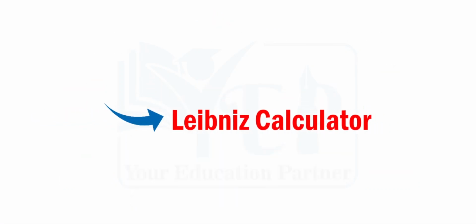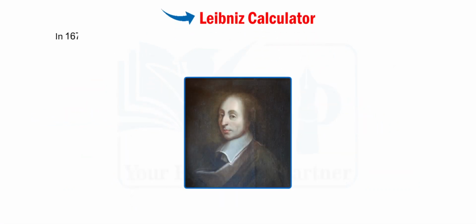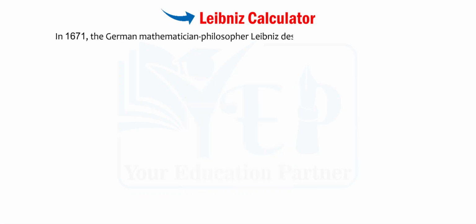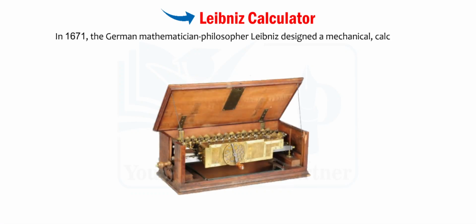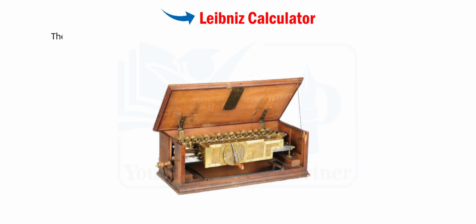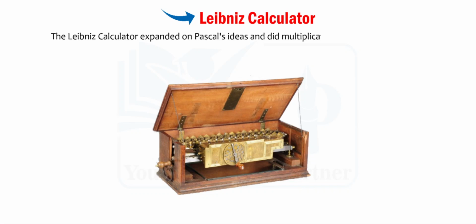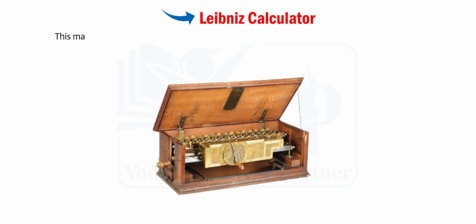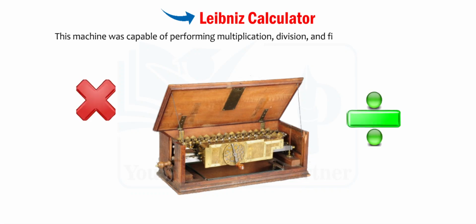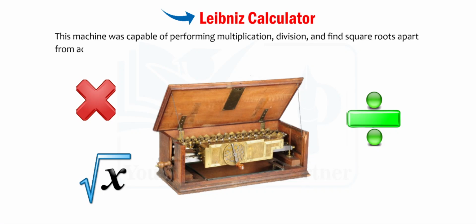Leibniz calculator. In 1671, the German mathematician and philosopher Leibniz designed a mechanical calculating machine called the Leibniz calculator. The Leibniz calculator expanded on Pascal's ideas and did multiplication by repeated addition and shifting. This machine was capable of performing multiplication, division, and finding square roots apart from addition and subtraction.